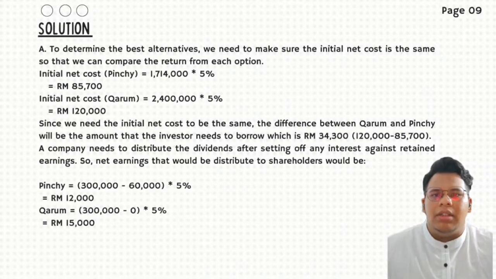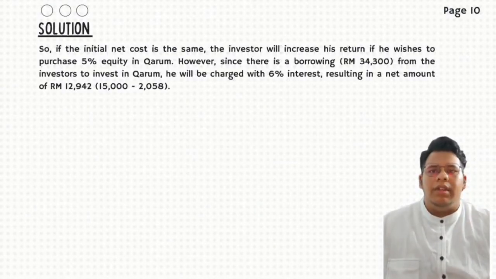A company needs to distribute the dividend before setting off any interest against retained earnings. So the net earnings that would be distributed to shareholders for Peachy would be 300,000 minus 60,000, times 5%, and we get 12,000. For Kerem it is 300,000 minus 0, times 5%, and we get 15,000. So if the initial net cost is the same, the investor will increase his return if he purchases 5% of equity in Kerem.